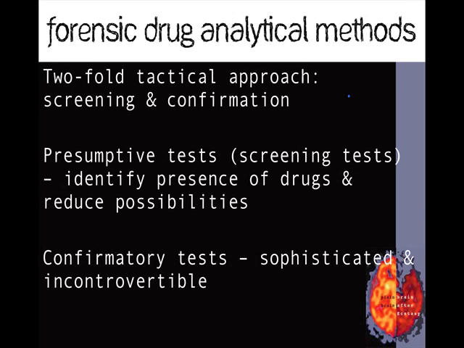There's a twofold tactical approach: a screening and then a confirmation. You first do a presumptive test, which is a screening test, to identify the presence of drugs and narrow the possible identity of the unknown drug. It's pretty sensitive, but it's not necessarily specific, so then you need to do a confirmatory test to show the identity of the specific drug present. It's sophisticated and pretty labor intensive, and it's sensitive and extremely specific.